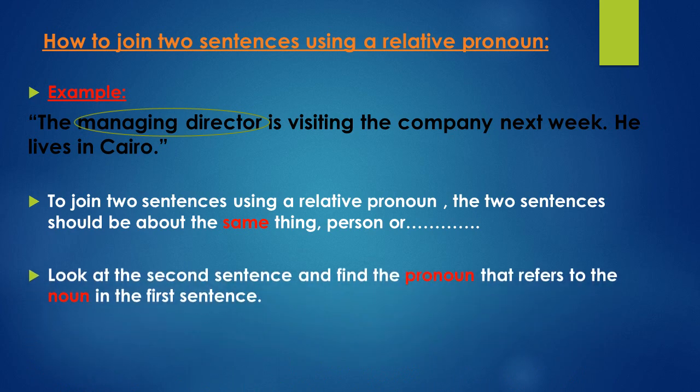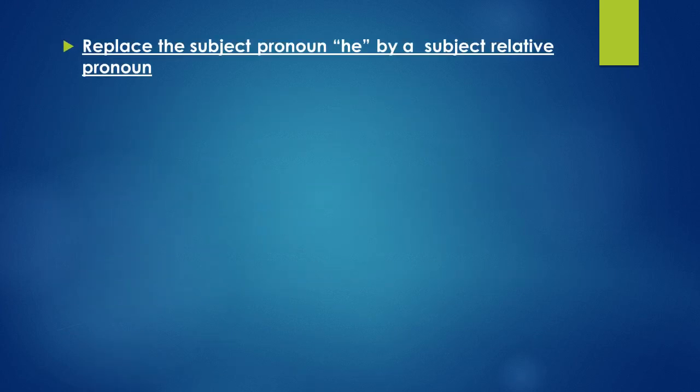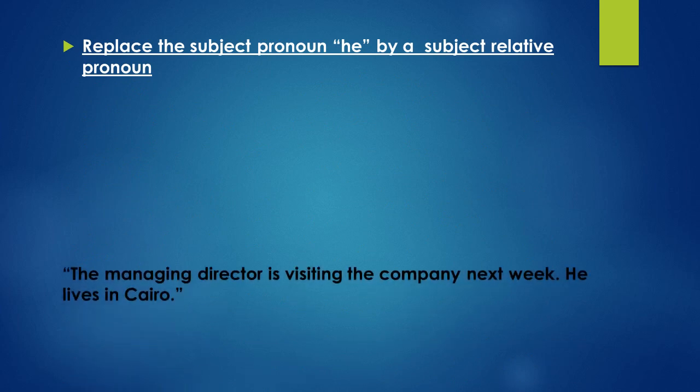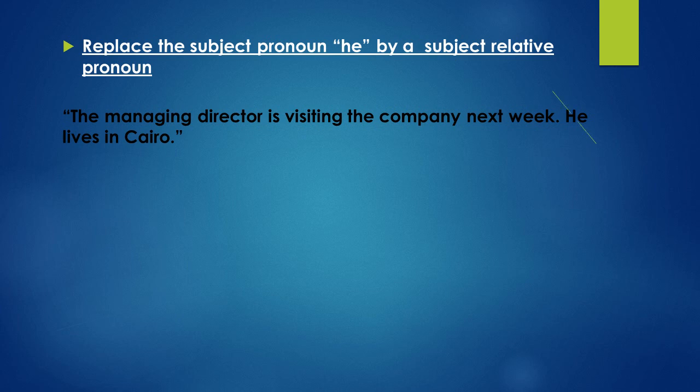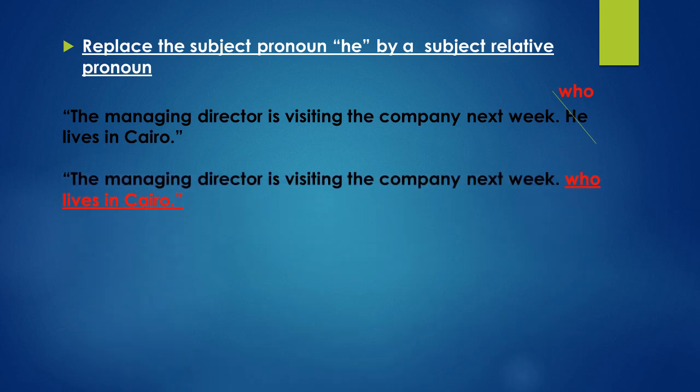Next, we need to look at the second sentence and find the pronoun that refers to the noun managing director. Of course guys, here the pronoun he refers to the noun the managing director in the first sentence. Next, we need to replace the subject pronoun he by a subject relative pronoun. So we are going to cross the subject pronoun he and replace it by who, which is a subject relative pronoun. Okay guys, so the sentence will be: the managing director is visiting the company next week, who lives in Cairo.